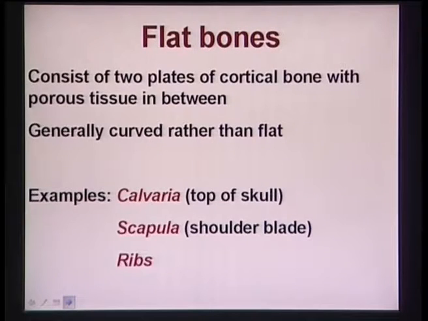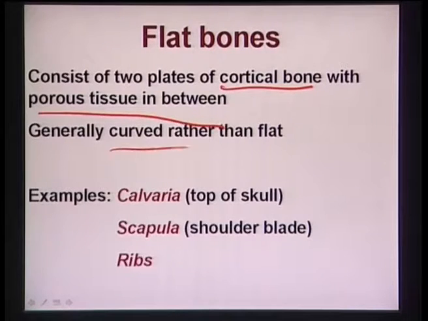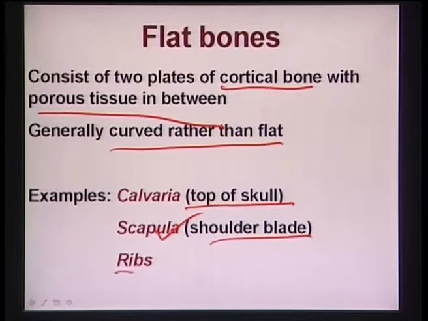Then you have flat bones. They essentially consist of 2 plates of cortical bone with porous tissue in between. Again, if you come back to the generic description that I have mentioned to you, you always have the cortical bone at the outer surface, and the inner material is always the cancellous bone. So that means the hard surface protects the spongy material, and this is generally curved rather than flat. And the calvaria is the top of the skull, the scapula is the shoulder blade. So those are also examples of flat bones, and the ribs are also other examples of flat bones.